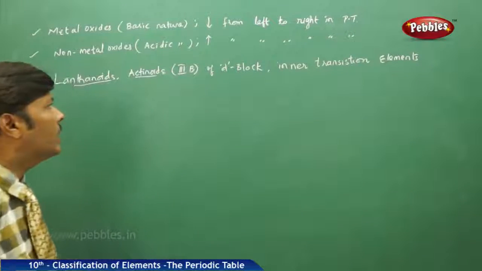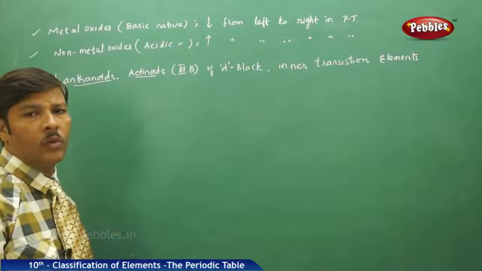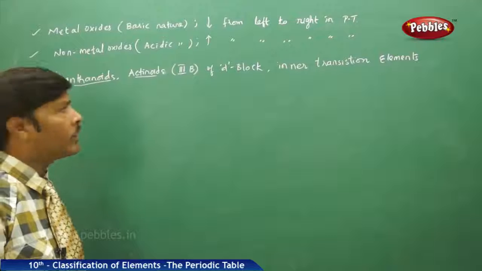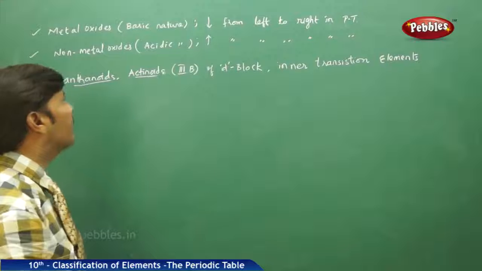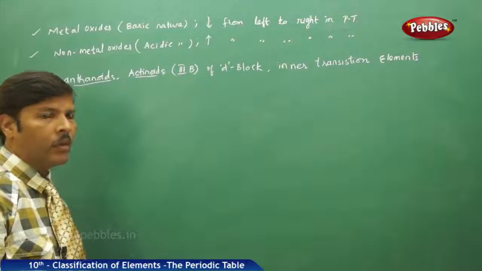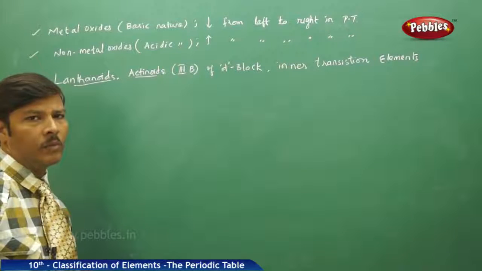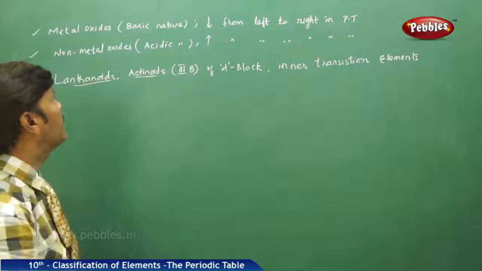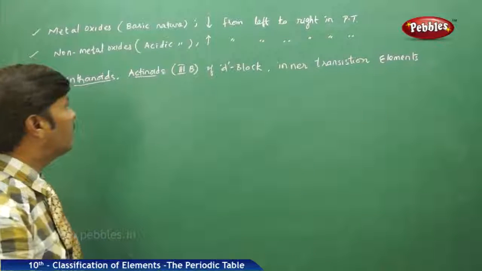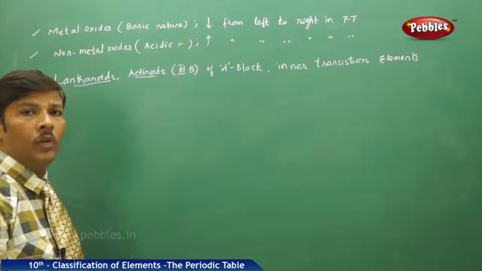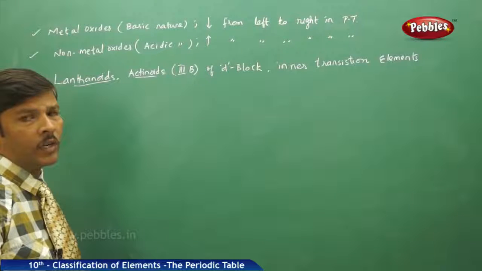And these lanthanides and actinoids of D block also share the properties of both the metallic oxides as well as non-metallic oxides of S block and P block. In fact, when you say metallic oxides, they belong to S block, and when you say non-metallic oxides, they belong to P block. Majority of the elements in the non-metallic oxides belong to P block, and majority of the elements which are metal oxides belong to S block. So the D block elements usually share the common properties of both S block and P block.